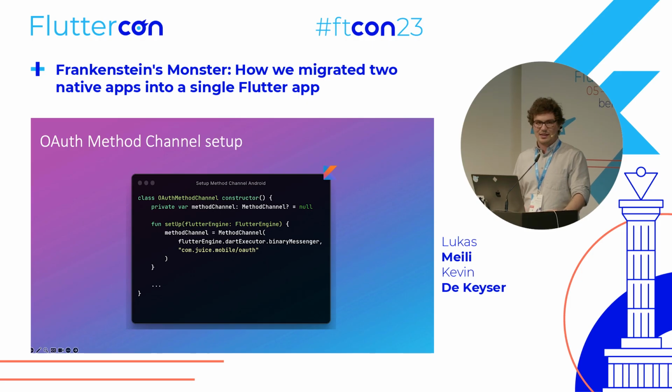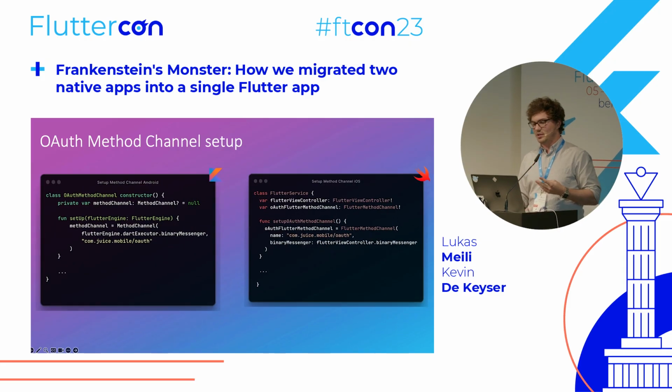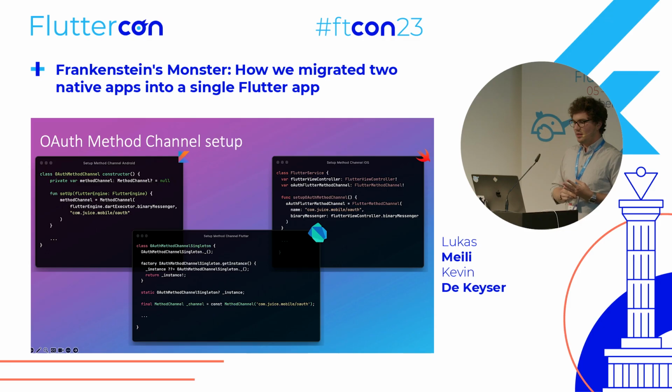Again, it's quite easy. You simply instantiate a new method channel object here in Kotlin, give it a unique name, and link it to your Flutter engine. You do this in Kotlin, in Swift, and you do this once more in Flutter. Just always make sure you use the same unique name.